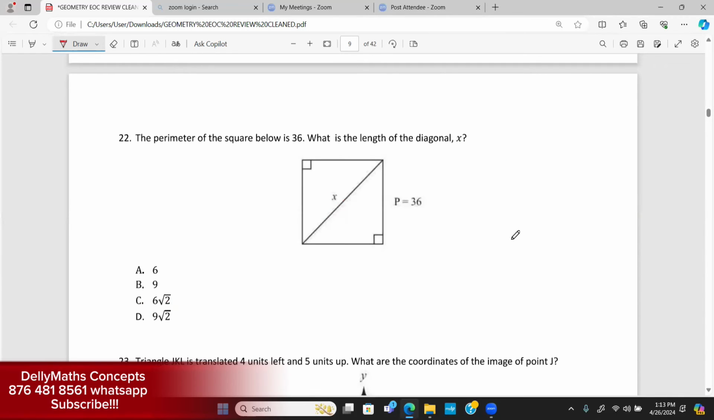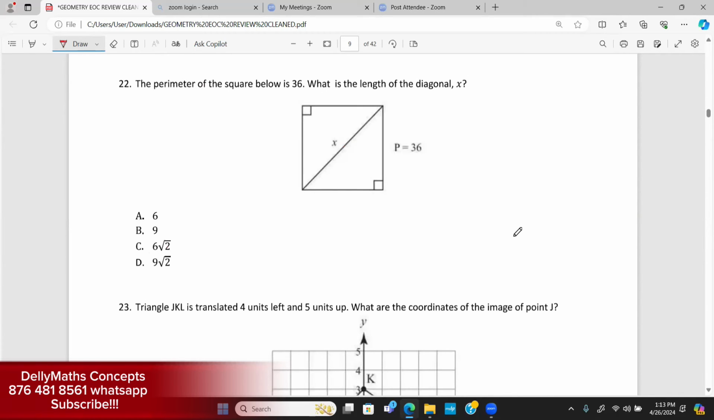22 says, the perimeter of the square below is 36. What is the length of the diagonal x? Now, remember, it is a square. So if the perimeter is 36, if we divide this by 4, we're going to get 9. That means every side is 9. Now, the second thing that we want to focus on is this is 90 degrees, which means it's going to take me to my special triangle right there. It is a special triangle where this is 45 and this is 45, because it's an isosceles right triangle, so it's special.